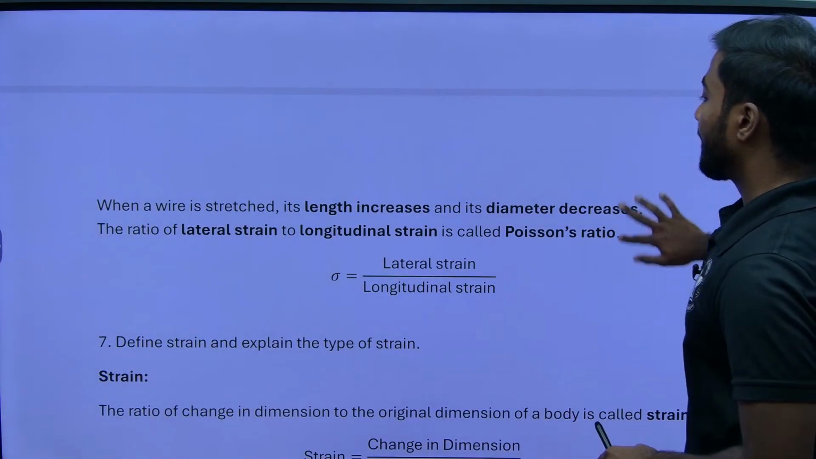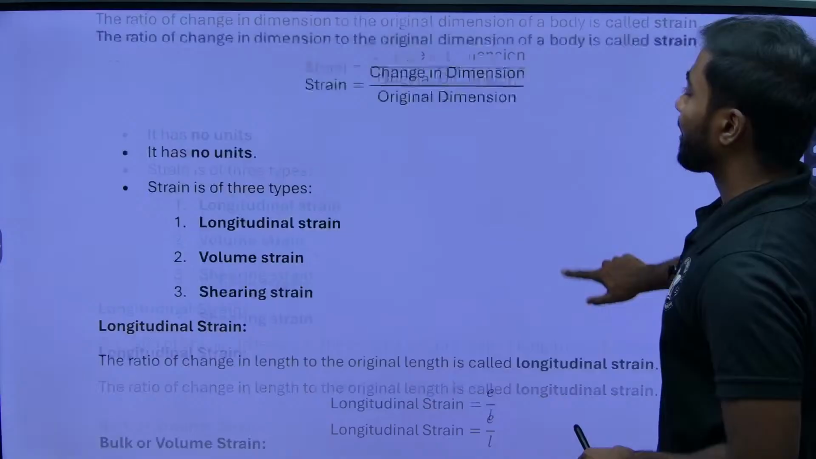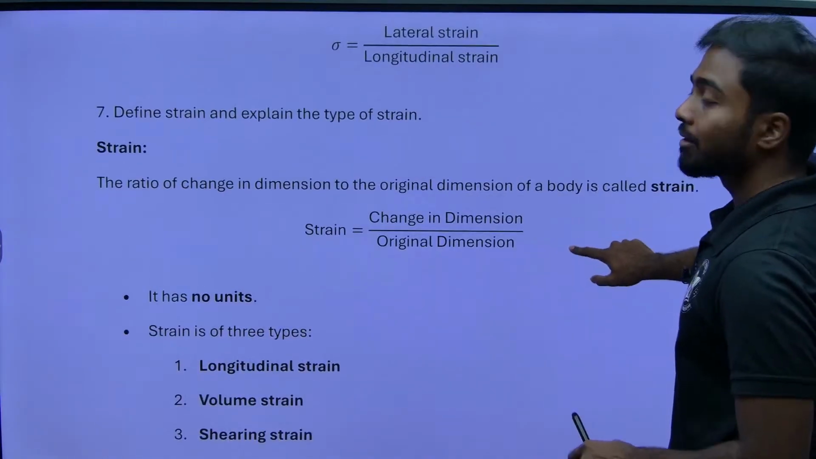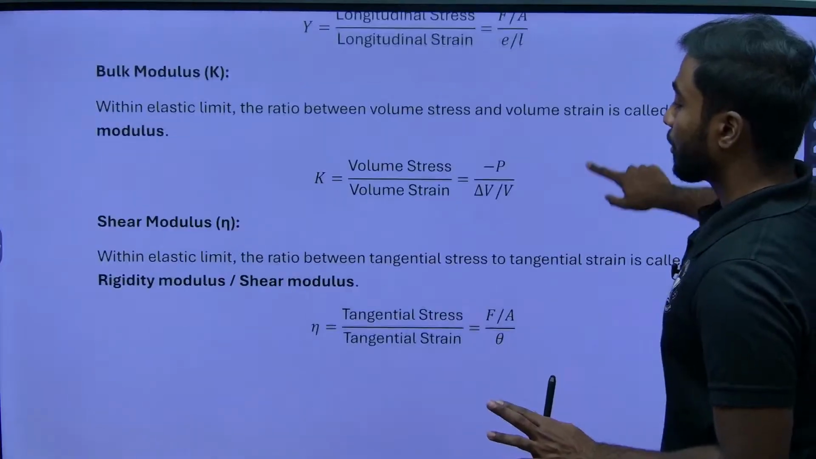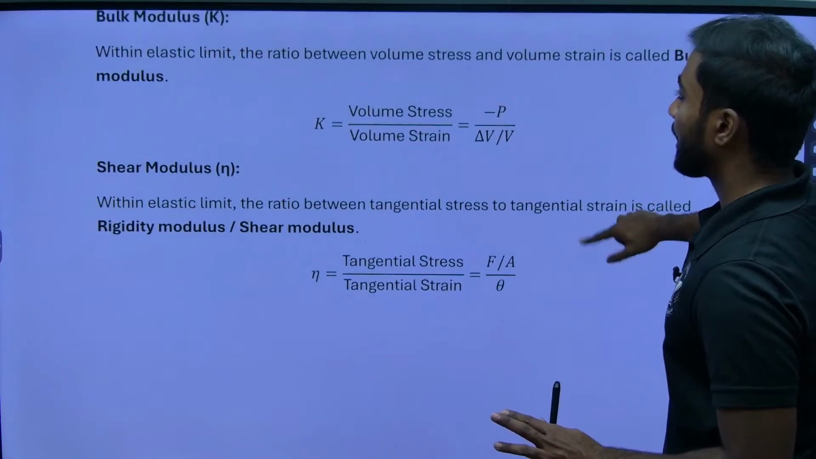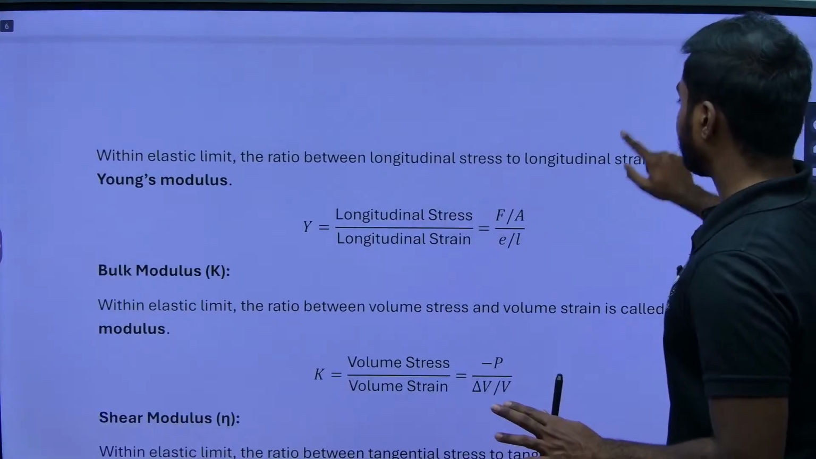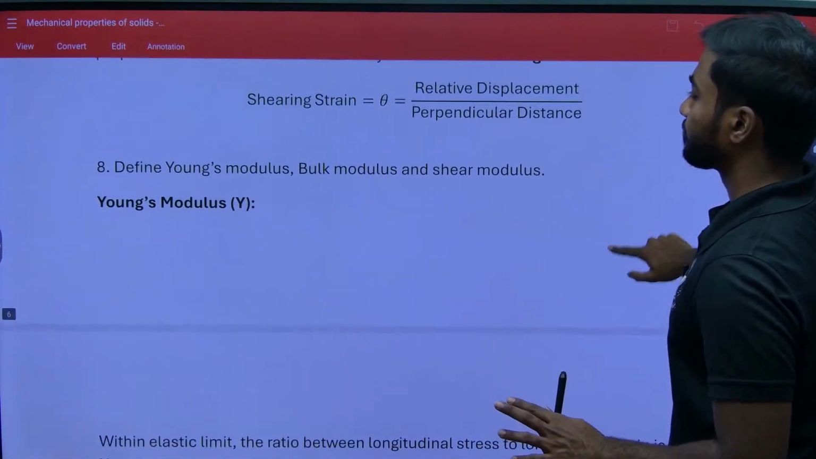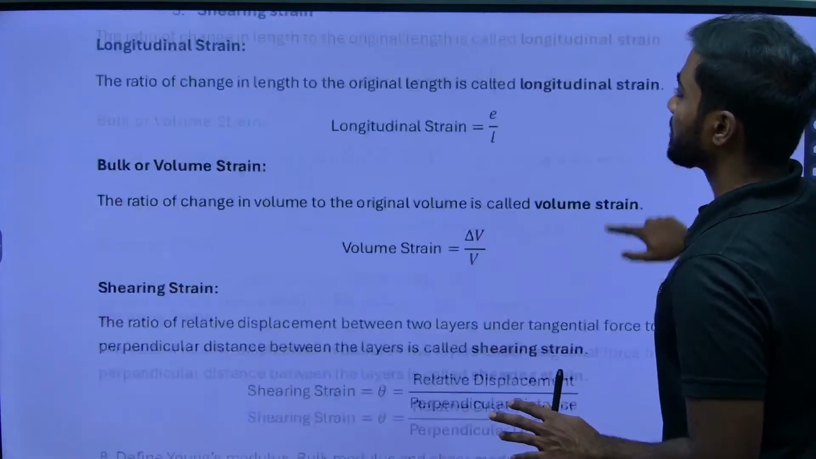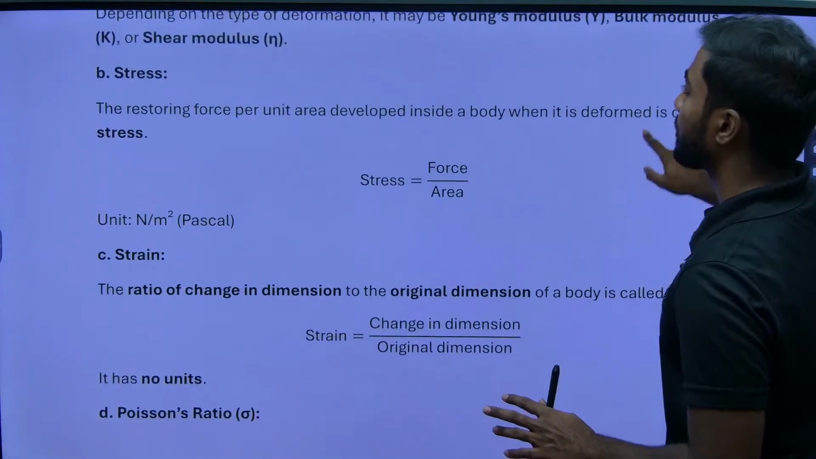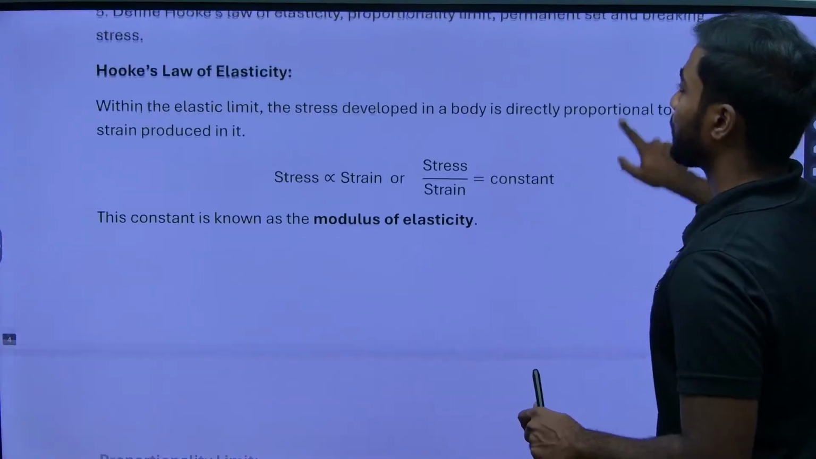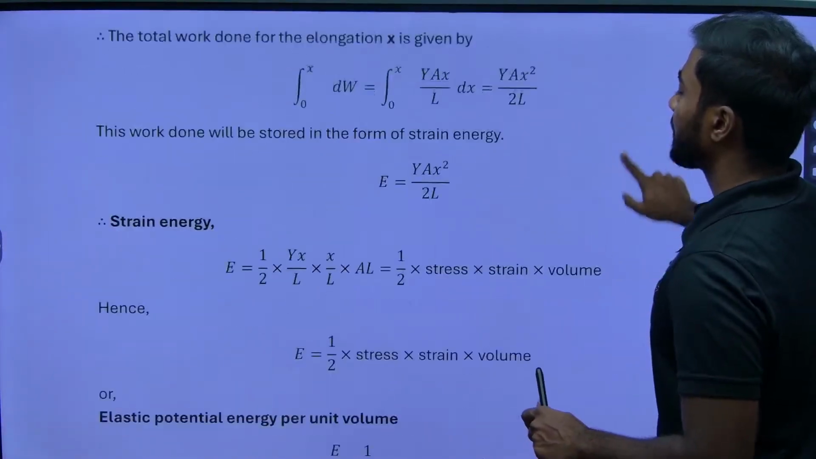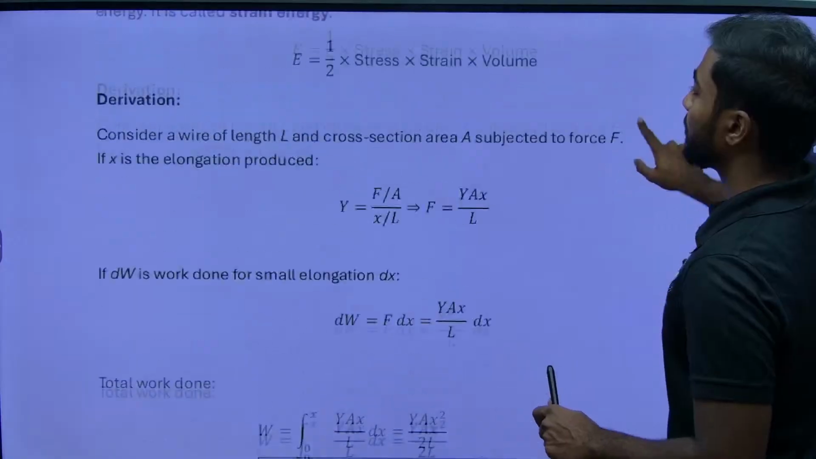So we have talked about the 7th question, it is strain and explain the types. The 8th question we have talked about also, right? Next one is, what are the remaining questions left out? So the 6th one is completed, and the 5th one is also completed. Yes, let me go for the first question now.